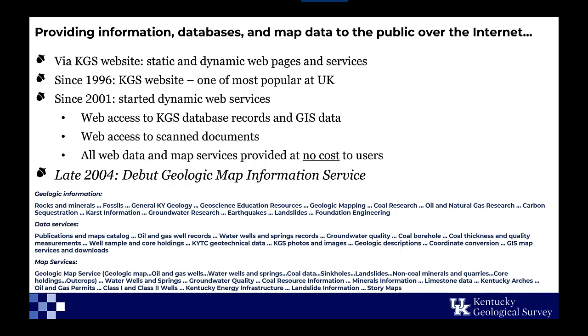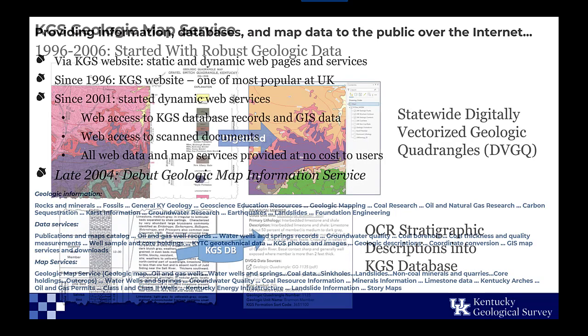But in 2001, we started developing web access to KGS databases and GIS data, and also providing access to all these scanned documents, such as the oil and gas well documents, which helped us better fulfill our obligations for being the repository for oil and gas documents. But in 2004, we debuted our Geologic Map Service, which is really the focus of this talk, and I'll be talking about the development of that for the rest of the talk. But just below there is a listing of all of our types of services and types of data and information that we provide online.